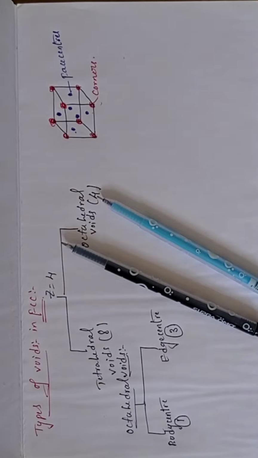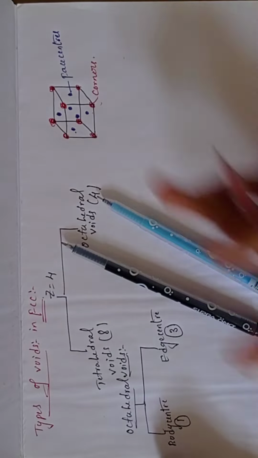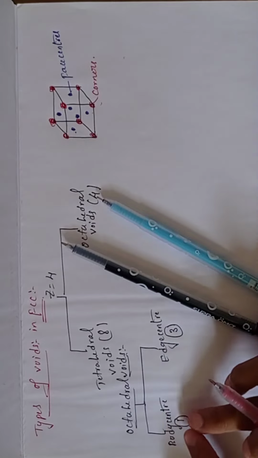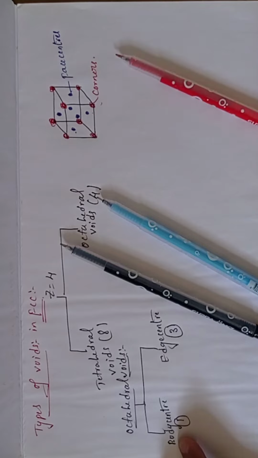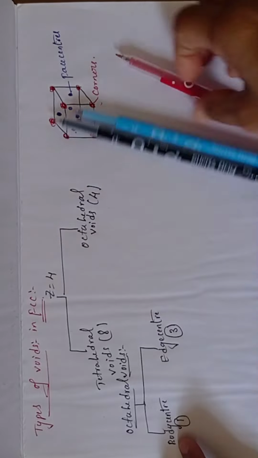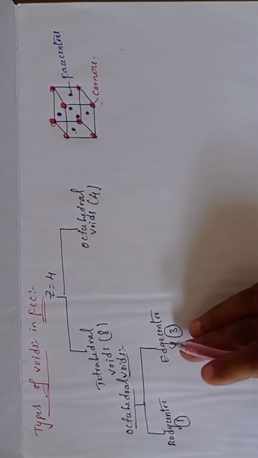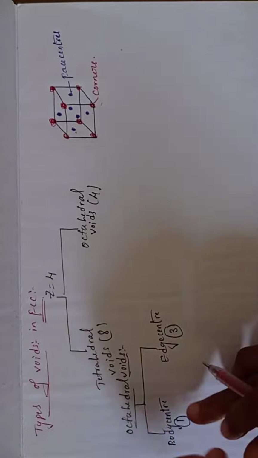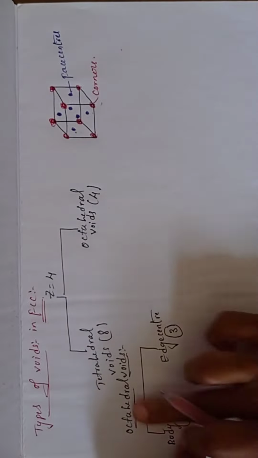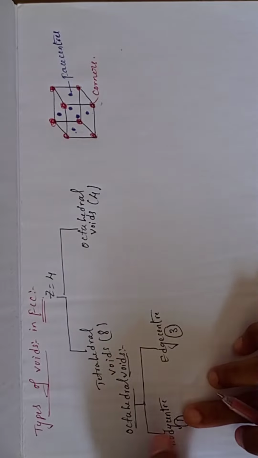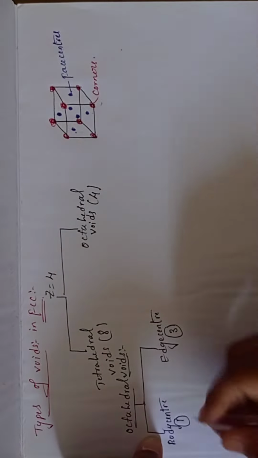So now first I am going to discuss the body center. That means one octahedral void is present at the body center. How, where the octahedral void is formed at the body center, we will discuss, students. Now I am taking the body center diagram, students. That means here one octahedral void is formed at the body center. So I am taking the diagram, I will show you.